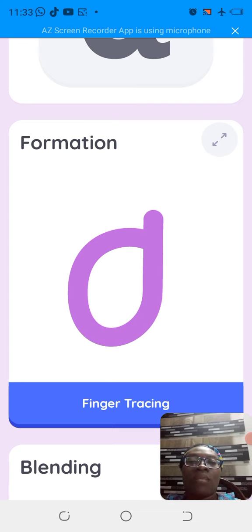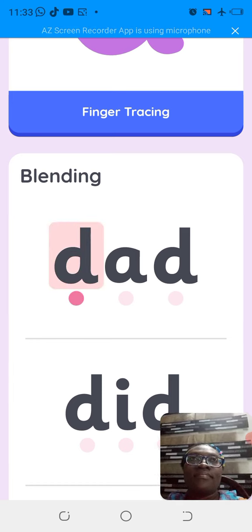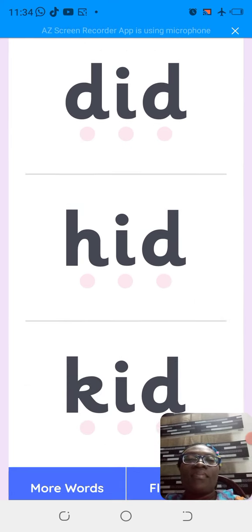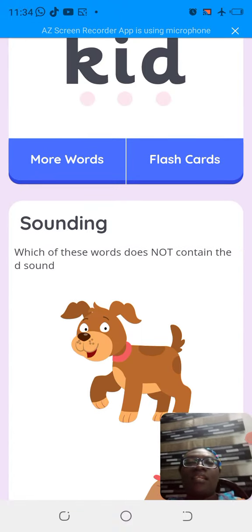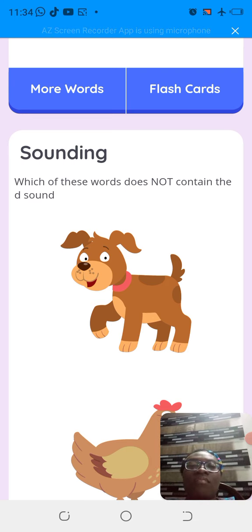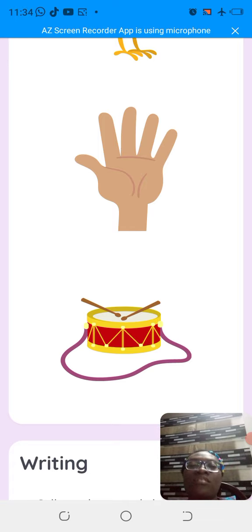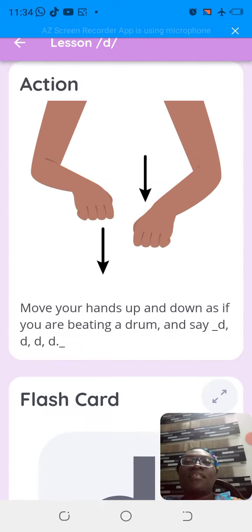Okay, now examples of words with the letter D sound. Dad, dad. Did, did. I did it. Hid, hid. And kid, kid. Let's look at words that have the sound. Dug, hand, drum, drum. That is letter D.